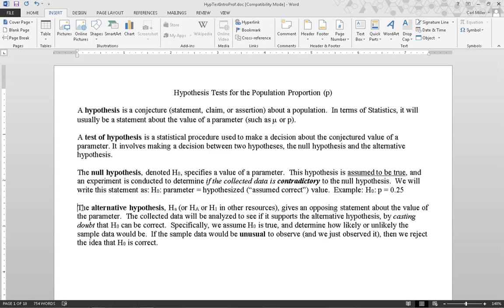Specifically, we assume that H sub 0 is true and determine how likely or unlikely the sample data would be. If the sample data would be unusual to observe, and yet we just observed it, then we reject the idea that H sub 0 is correct.